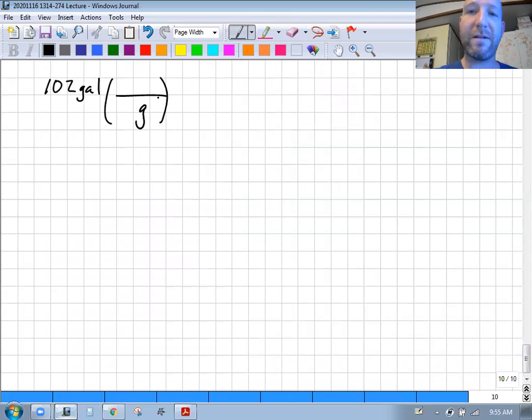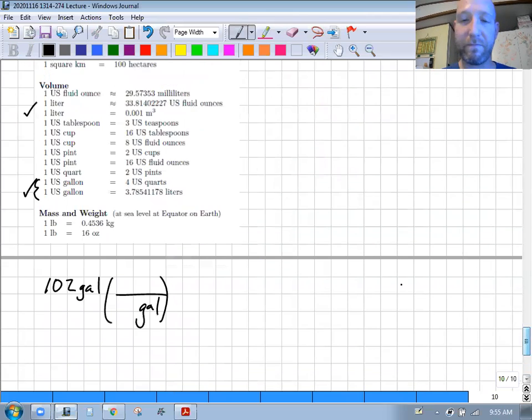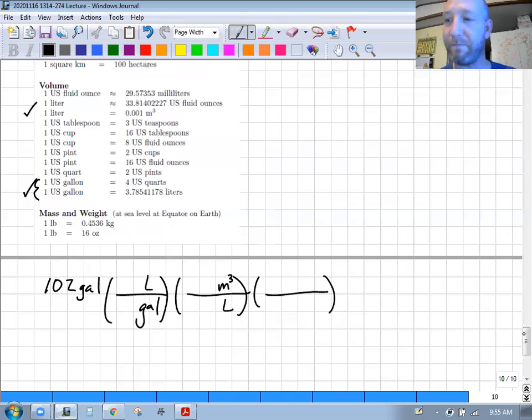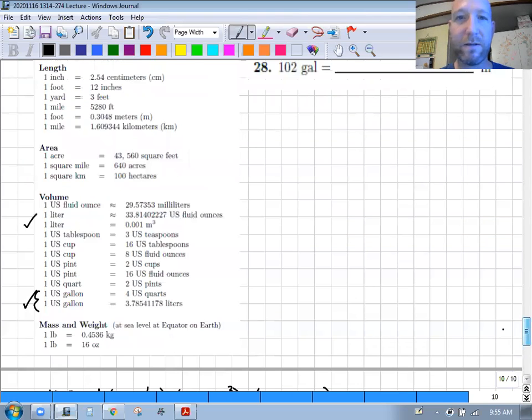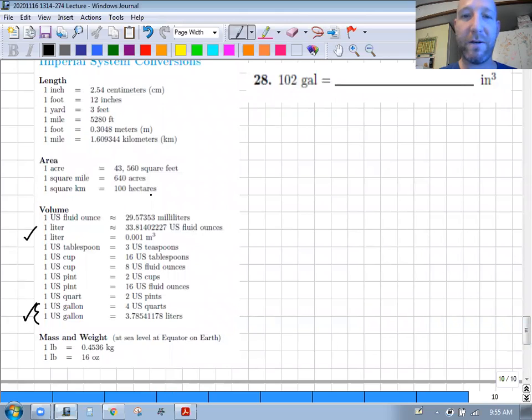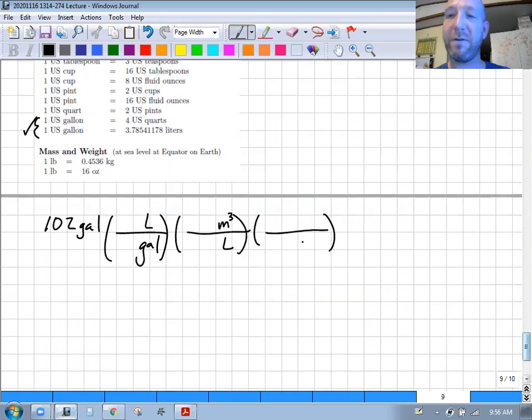So we want to get rid of gallons in favor of liters. And then up here we can get rid of liters in favor of meters cubed. But now we have to get rid of the meters. We want to end up with inches. Here's our conversion between inches and centimeters. So let's get rid of the meters cubed in favor of centimeters cubed. But how do we do that?